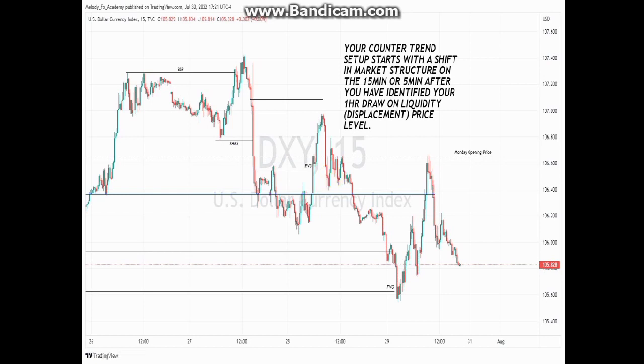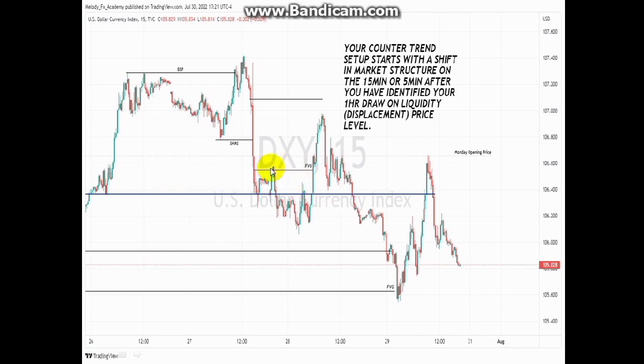A counter trade setup will look something like this. Once I have identified my draw on liquidity, in other words, once I have seen my displacement on the 1 hour time frame, I'll drop down and draw that level out. So this is my 1 hour draw on liquidity. I'm expecting price to reach into that level, so now I'm going to take a counter trade setup, anticipating price to reach into that level.